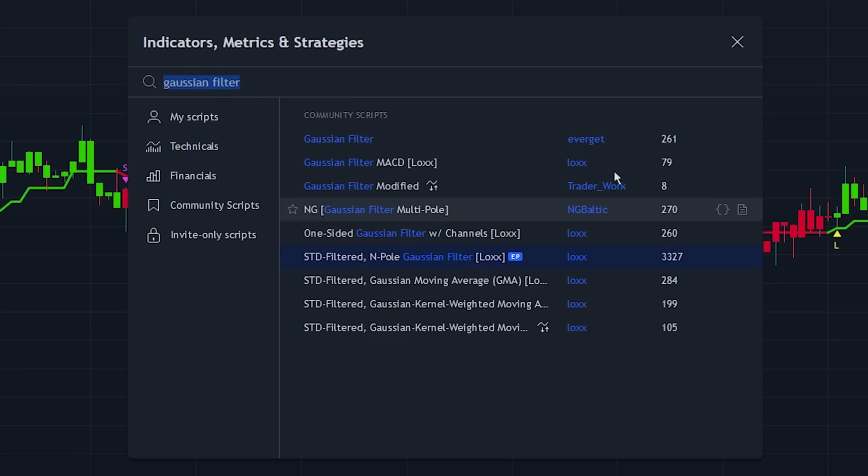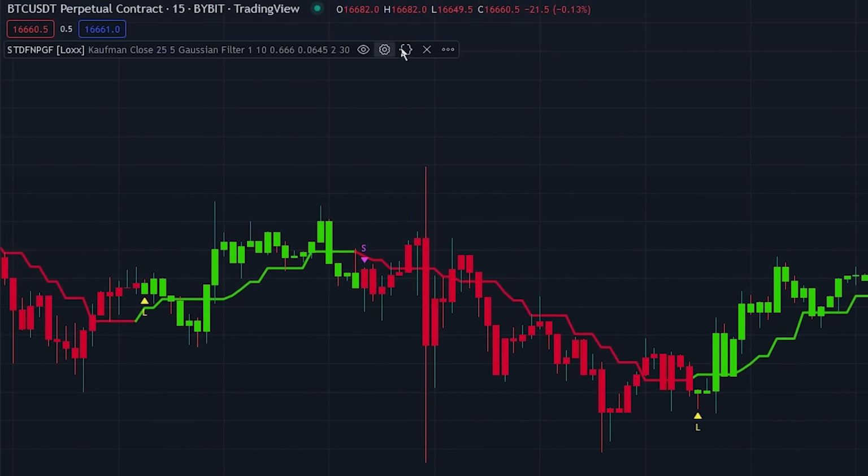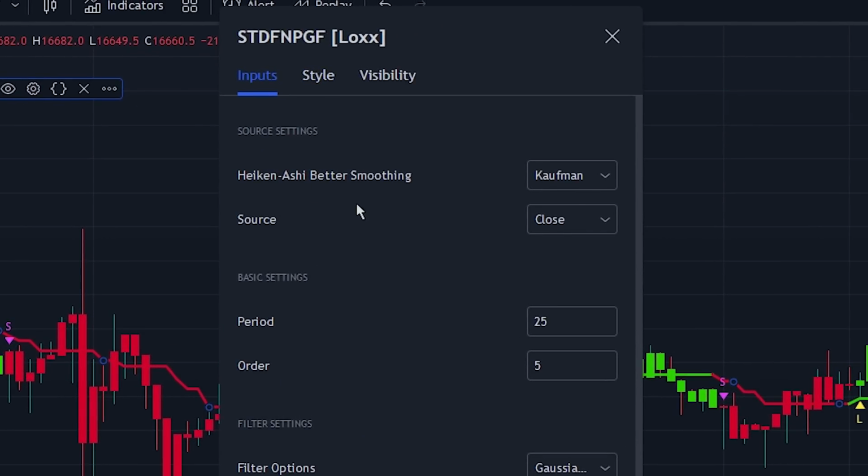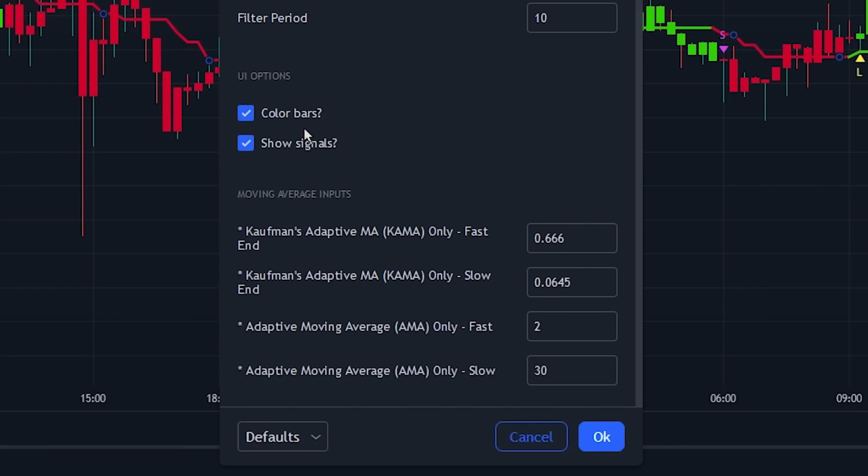After doing that, navigate to the indicator settings and click on the Inputs tab. We will be changing the period to 50. After that, we will uncheck the color bars and show signals checkbox. That was all that we needed to do.